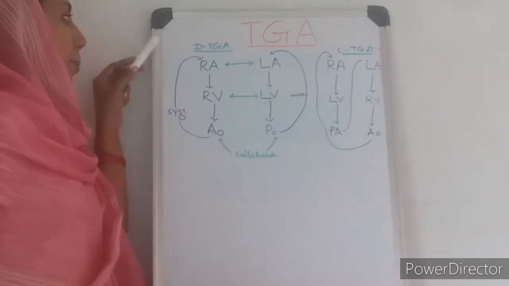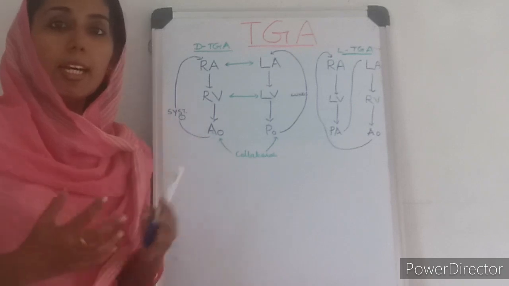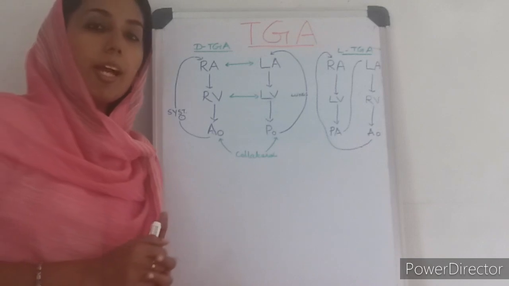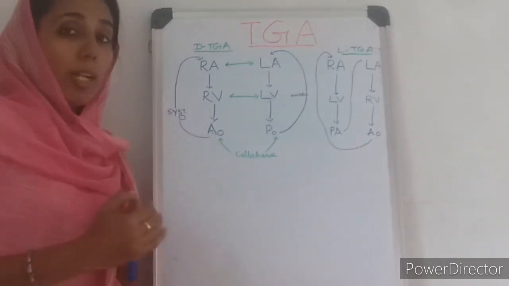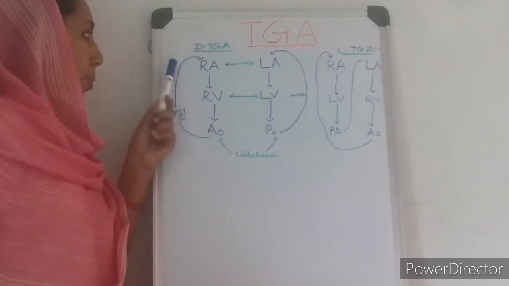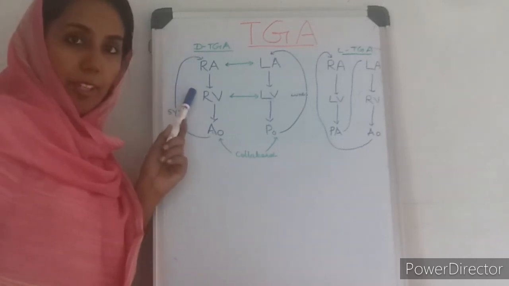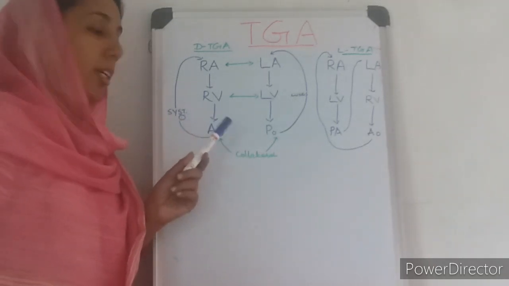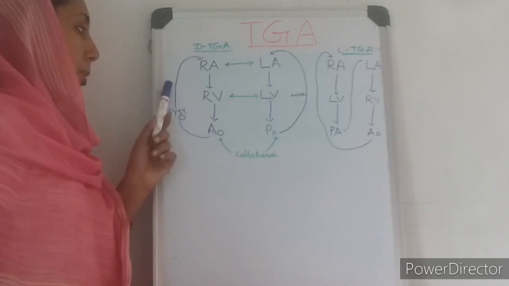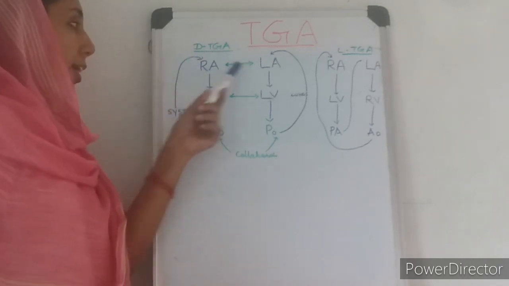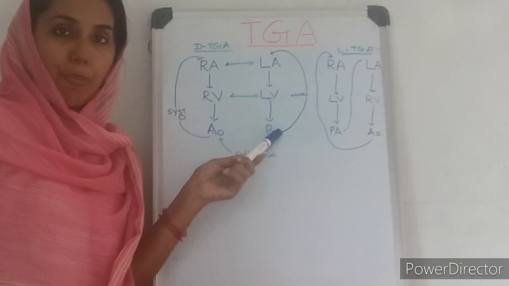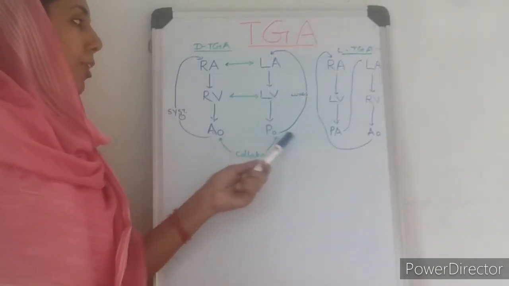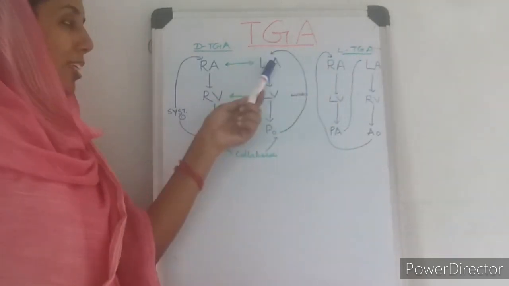Now coming to the DTGA, here the aorta will arise from the right ventricle and the pulmonary artery will arise from the left ventricle. So let us see the blood distribution there. Blood comes to the RA, will go to the RV, will go to the aorta, because the aorta arises from the right ventricle, blood is pushed into the systemic circulation, comes back to the RA. Whereas the left atrium is connected to the left ventricle and from the left ventricle arises our pulmonary artery. The blood is pushed across the pulmonary artery to the lungs and again comes back to the LA.